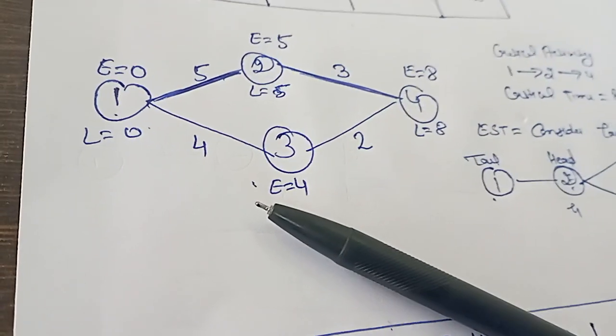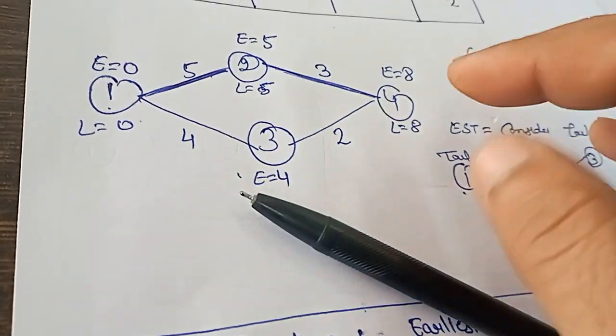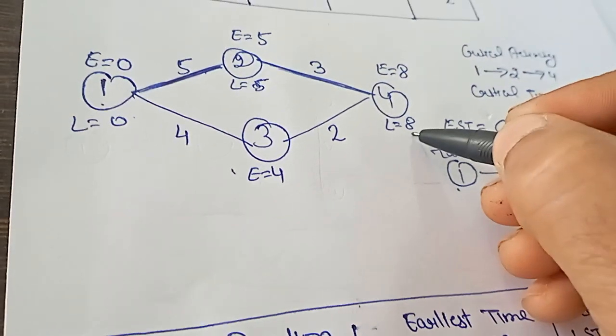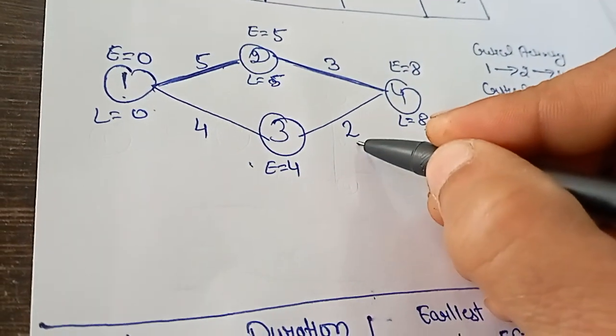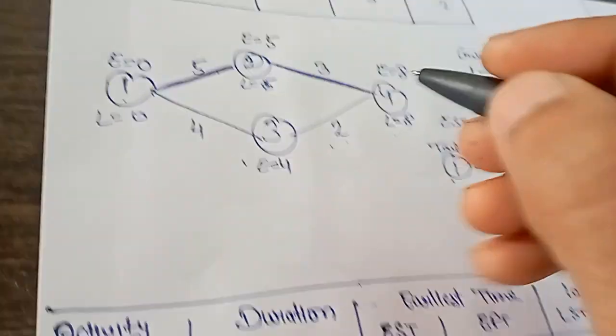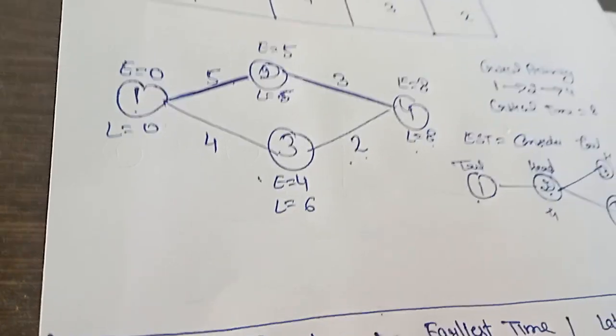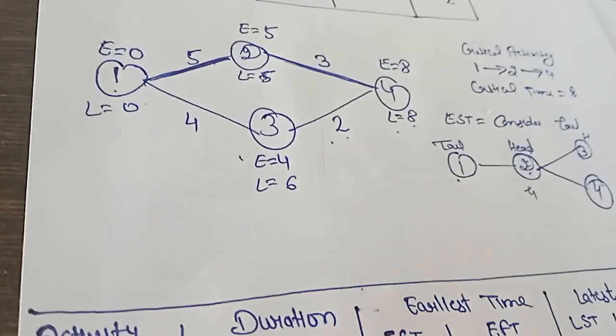When we are forward looking we maximize and when we are backward looking we minimize. Here L is equal to 8 and duration is 2. 8 minus 2, L is equal to 6. Got it?